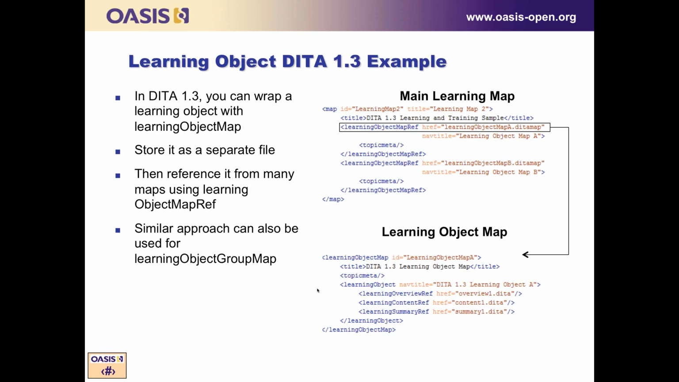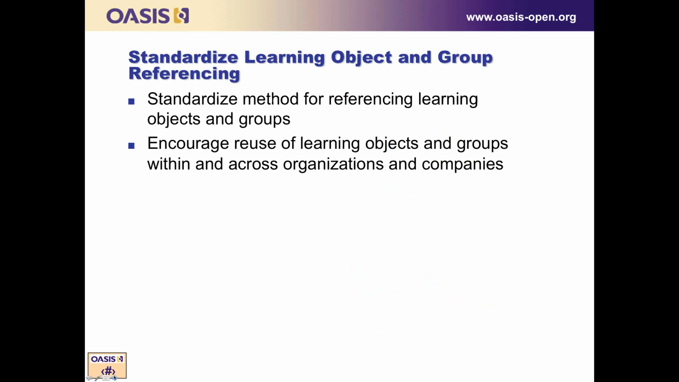I didn't illustrate it here, but the same approach is now available for learning object group maps. So you can now have a learning group map where you store your learning groups as separate components in your repository and then point to them as well. So that would allow you to have units of content that you can basically reuse. So just to summarize, that gives you a standardized method for referencing learning objects in groups.